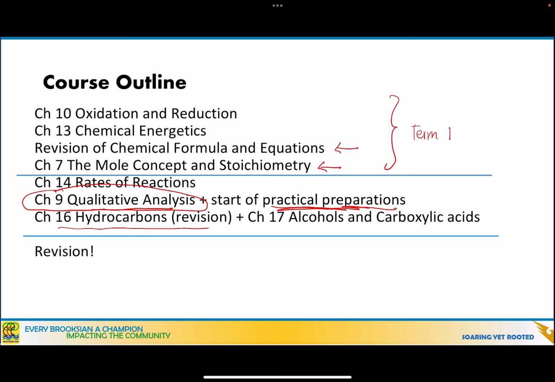Then it will leave us time for a lot of revision, because you might have forgotten what you have learned in Sec 3 and 4, and plus you also need to prepare for another component of your assessment, which is practical. So we'll need time for that as well. So this is the general outline. Therefore, you all don't have to keep asking me in term 1, when are we going to the lab? You will go to the lab, but not that often. In term 2, that's when you'll start to go to the lab very often, almost every week.